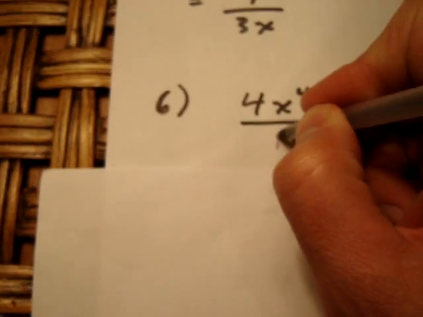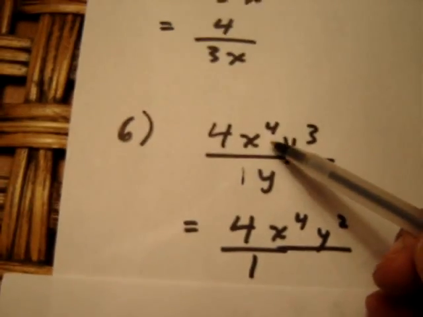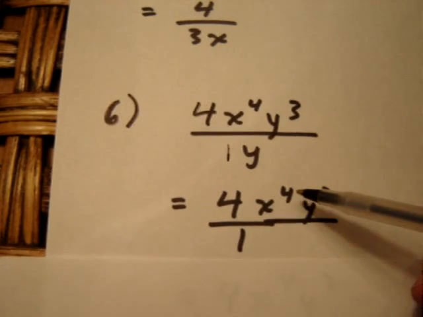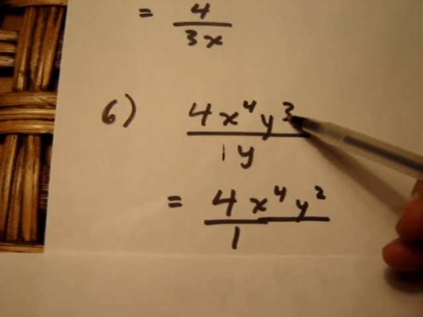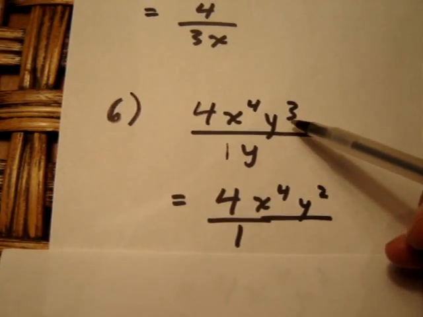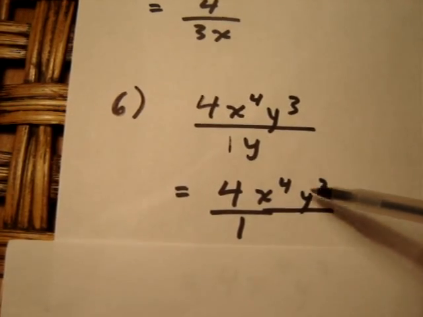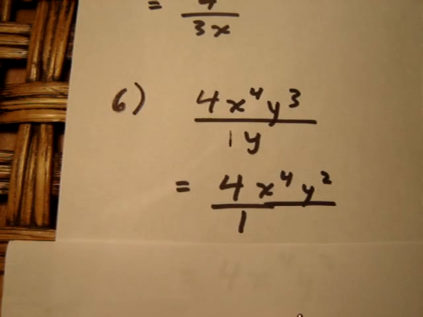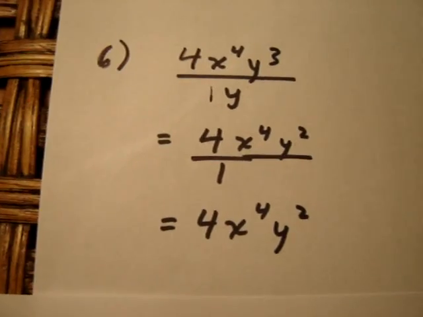Our next question is 4x to the 4y cubed over y. Well, if we find it helpful, we can think of that y as being 1y, and we can think of our coefficients as being 4 over 1. We have x to the 4 over x to the 0, which means our x terms will remain in the numerator, and there will be 4 minus 0, or 4 of those factors. And we have y cubed divided by y to the 1. Well, 3 minus 1 is 2, and since there are more factors in the numerator, we leave them there. We have 4x to the 4y squared over 1. And that simplifies, because we have a denominator of 1, to simply 4x to the 4y squared.